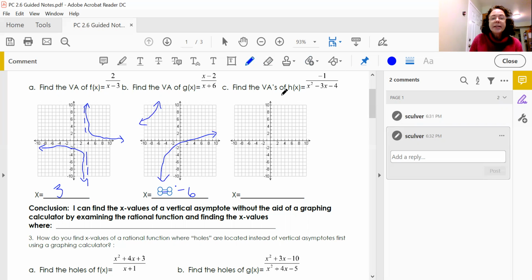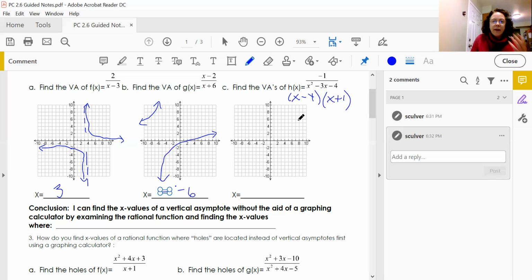Now, C, find the vertical asymptotes of -1 over x squared minus 3x minus 4. Not that you need to do this, but I just want to point out, and if you would write this also, that if you factor the denominator, again, not necessary to graph, it would factor to x minus 4 and x plus 1. We're used to factoring quadratics.